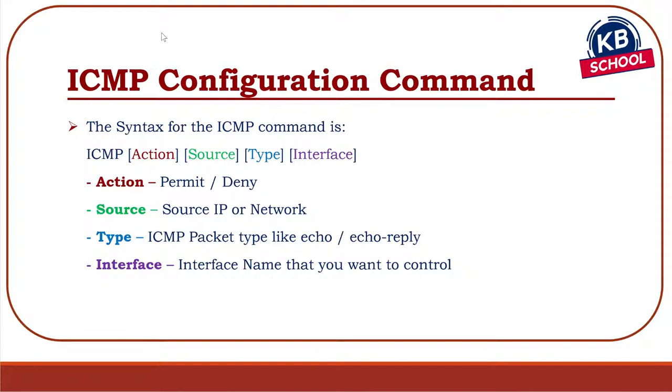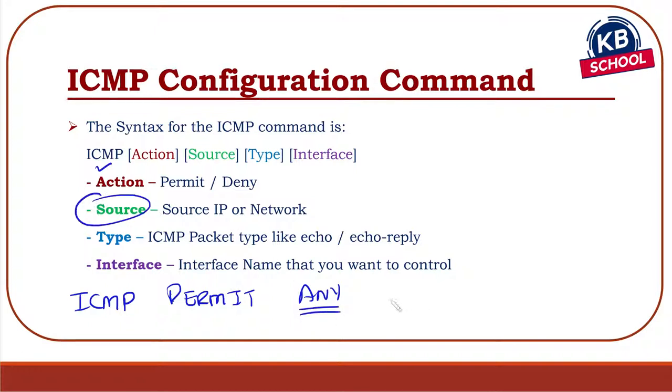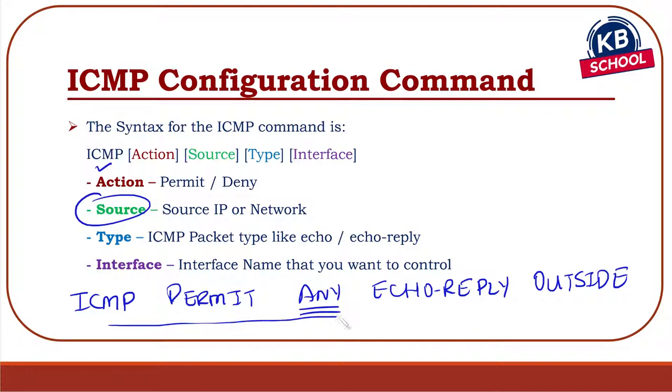So for example, if I wanted to allow my outside interface to ping everyone else, and nobody should be able to ping me, the command would be ICMP, that's the command. Action would be permit. I do want to allow the echo reply to come in. From where? Anywhere. That's the source. I could put an IP address over here if you want to. Type is echo reply. Optional parameter, if you don't put it in, it means all packet types. And the interface. In my case, the interface that I want to control is the outside interface. So that's the way a command would look.